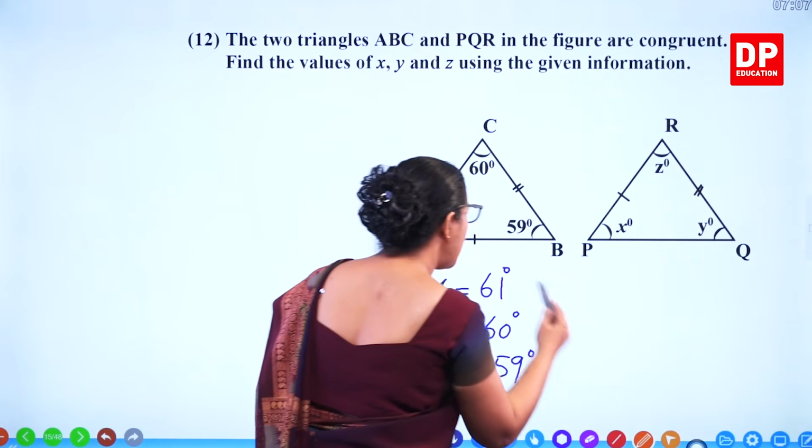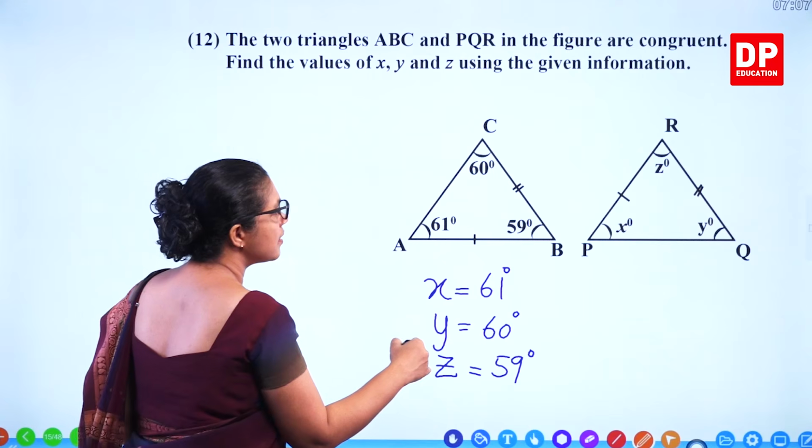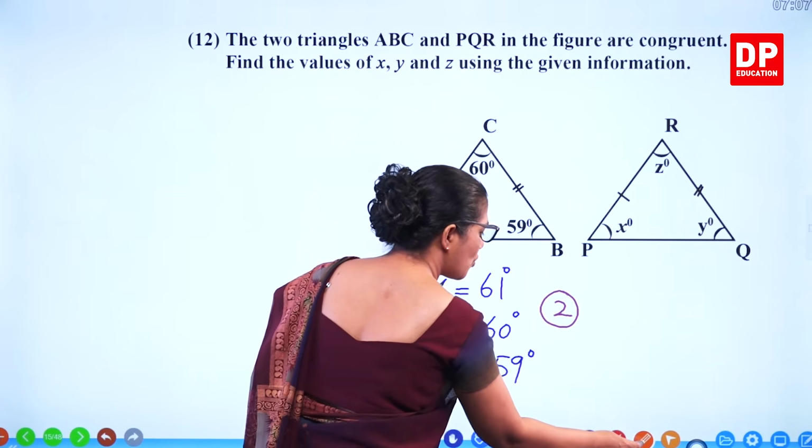So finding any two values, you get 1 mark. If all three values are correct, you get 2 marks.